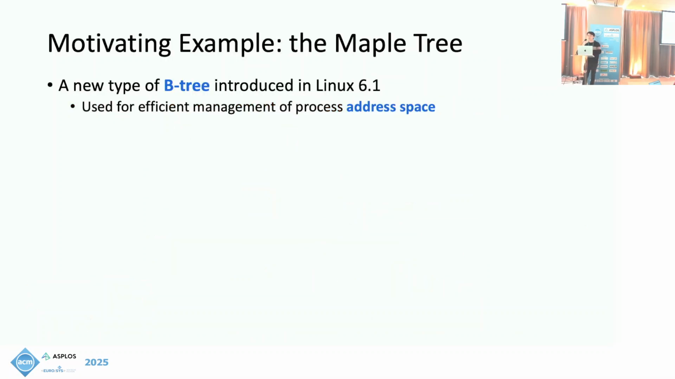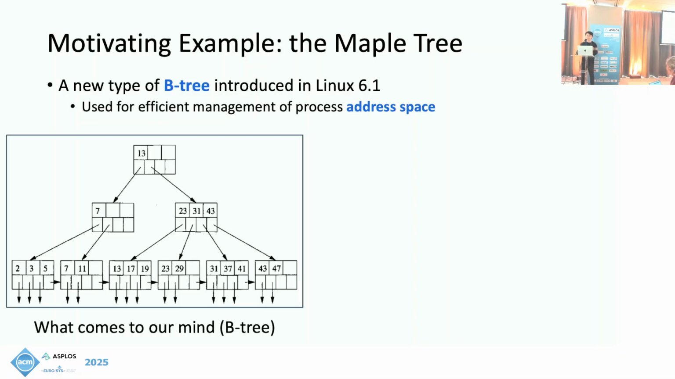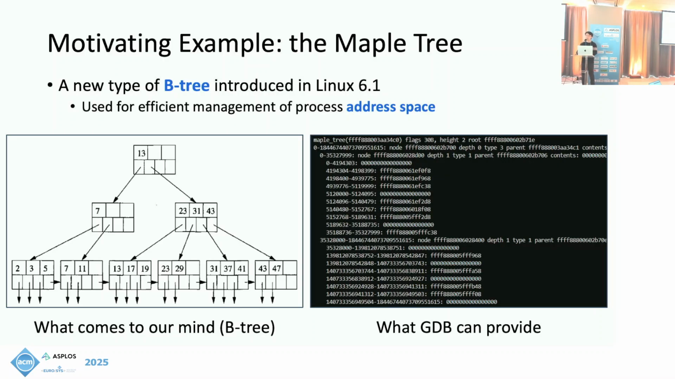The maple tree is a new type of B tree introduced in Linux 6.1 for efficient process address space management. So when we talk about a B tree, what will come to our mind first? Maybe it will be an intuitive figure like this, right? It provides an intuitive visualization of the internal structure of the maple tree. However, when we want to inspect the runtime state of the maple tree during the program execution, what GDB can provide us is just a textual dump like this. This is really hard to read and understand.